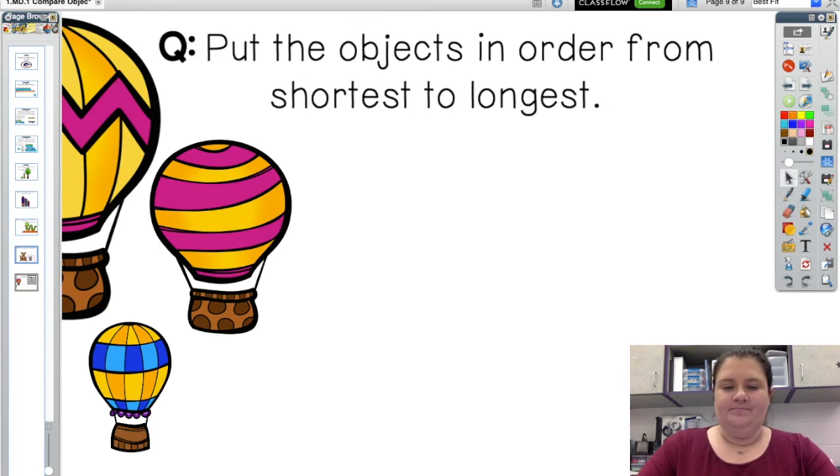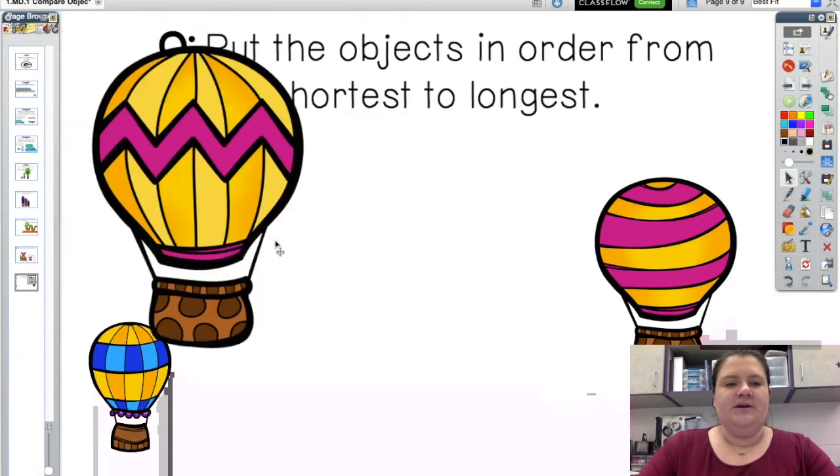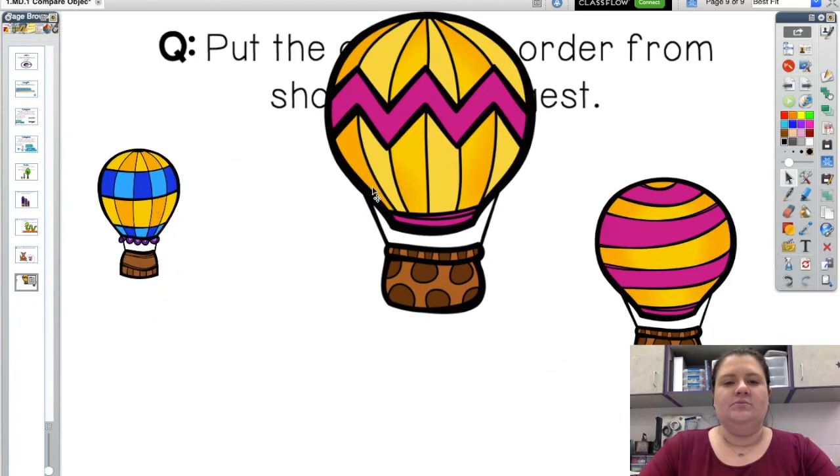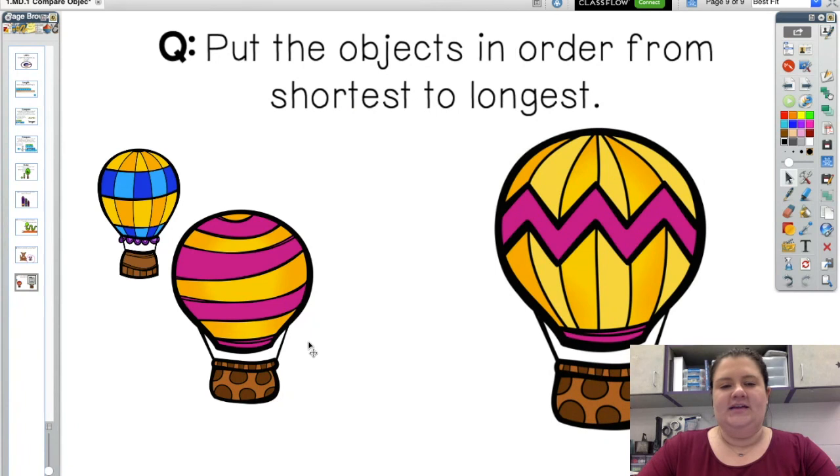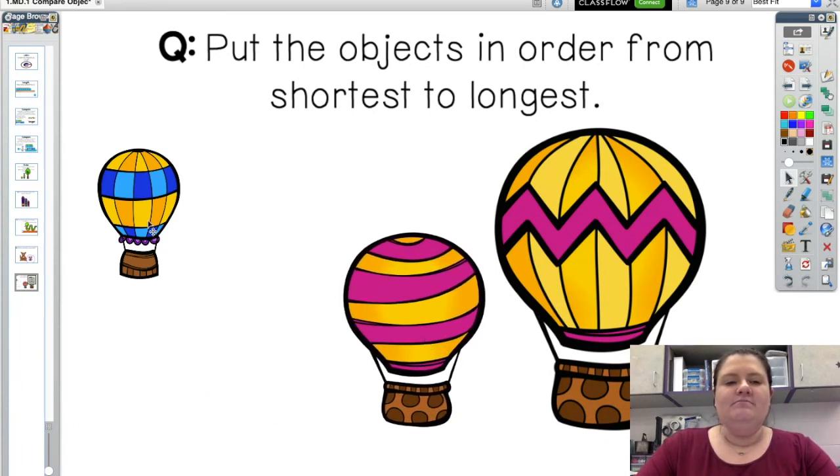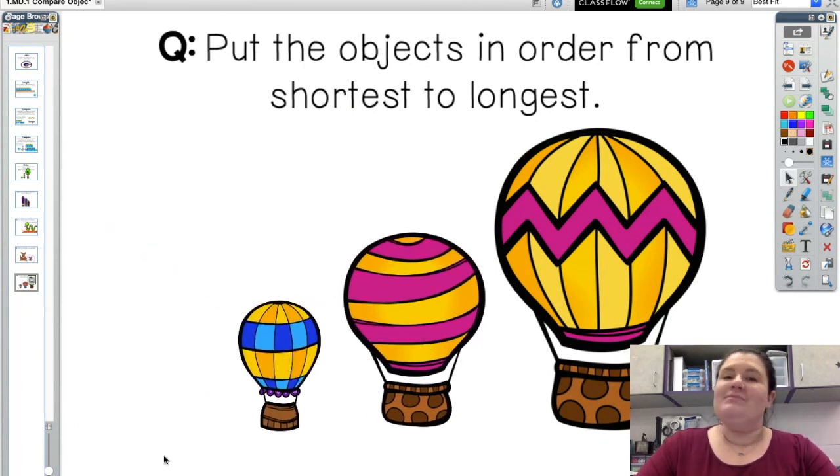Here we go. So they want me to put these objects in order from shortest to longest. So I have hot air balloons. Let me spread them out so I can see. So I'm going from shortest, so the smallest, to the longest. So that one's going to be at the end. This one's going to be in the middle, and then this one's my shortest one.